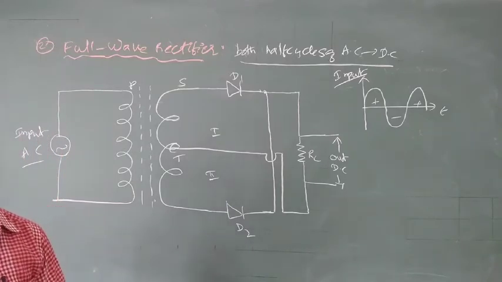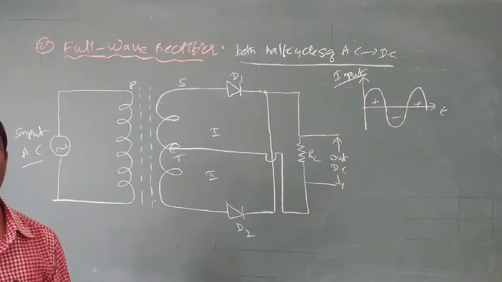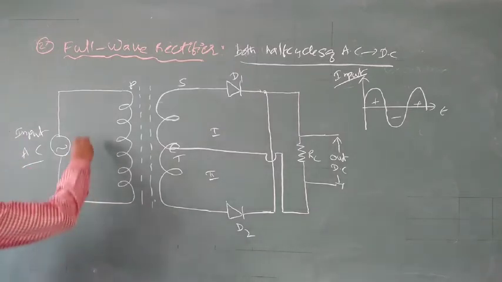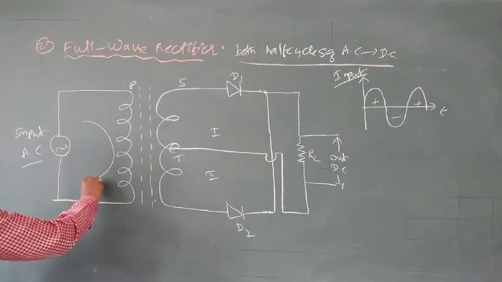Next, what about the working of the full wave rectifier? The AC source is switched on. Initially, the positive current is passing.